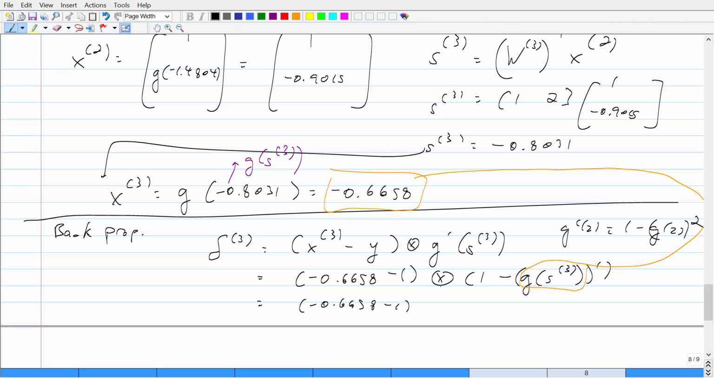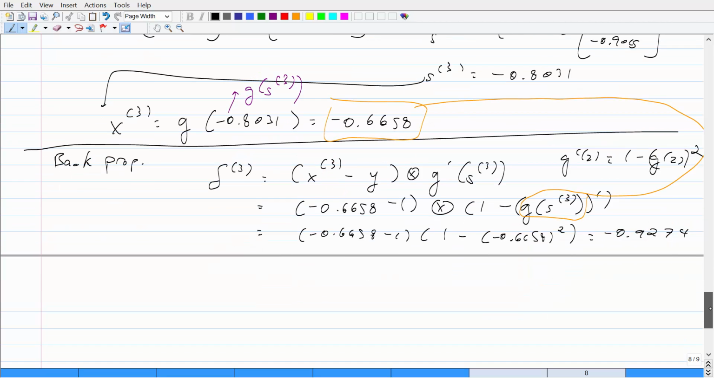Element-wise, it's just a scalar, so it's unambiguous. You're just doing a multiplication, so you have 1 minus 0.6658 squared. Because G of S of 3 is defined as X of 3, that's what we have here, so that's why you're just substituting that in there. When you calculate this, you get minus 0.9274. Okay, so that's the sensitivity for the output layer.